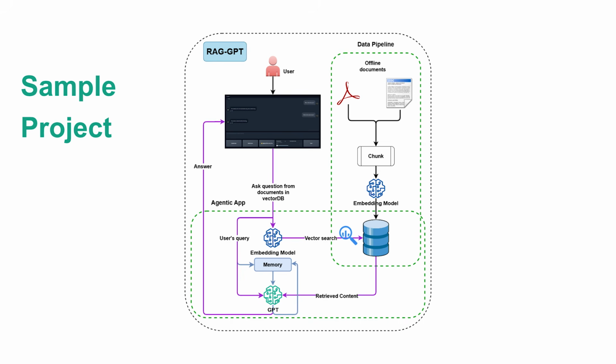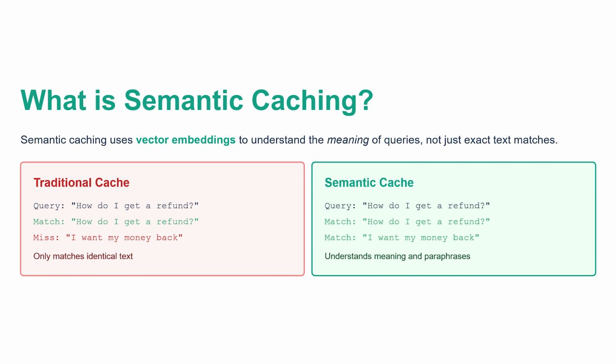Now, you might be thinking, okay, caching, yeah, we have been doing that forever. What is special about this? And you're right to be skeptical, but traditional caching only works with exact matches. So if someone asks, how do I get a refund, and you have cached that exact string, boom, cache hit. But the second someone asks, I want my money back, which is literally the same question, your traditional cache is like, nope, never heard of it, total miss.